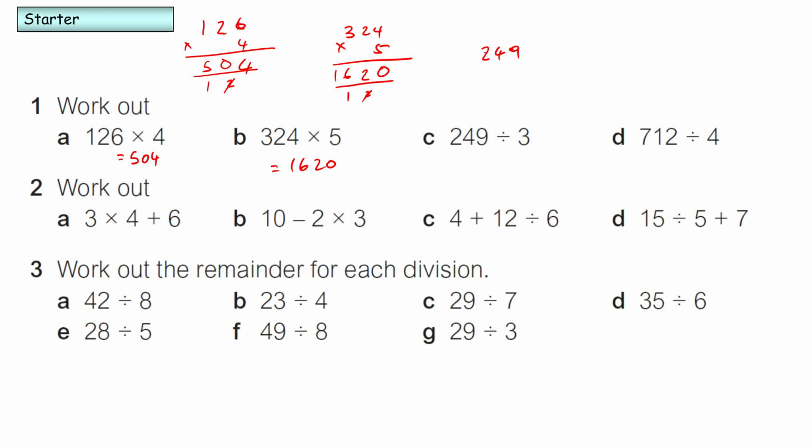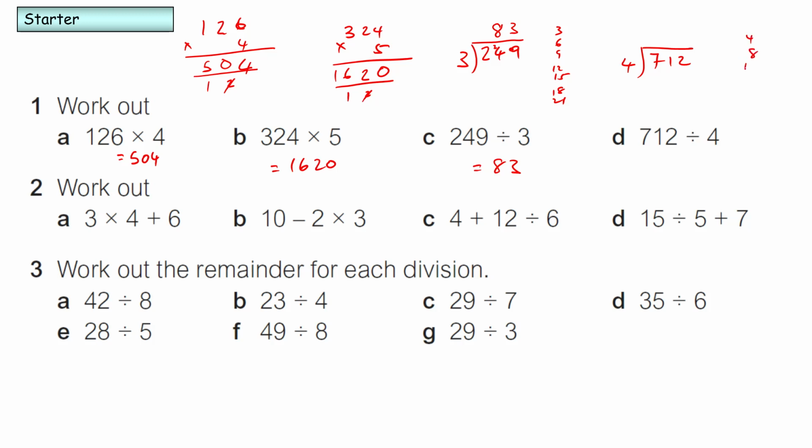Remember it's divided by 3, so we use our bus shelter or bus stop. Okay. If you're unsure of your 3 times table, write it down. Okay, 3 can't go into 2, so we carry the 2. 3 into 24, 8 times, and then 3 into 9, 3 times. So that's 83. And then 712 divided by, so we use our bus stop again, divided by 4.